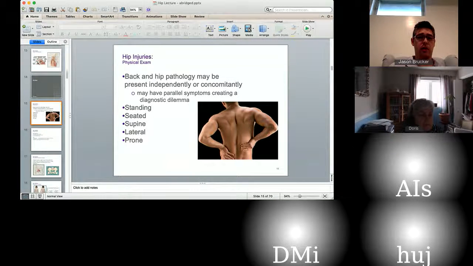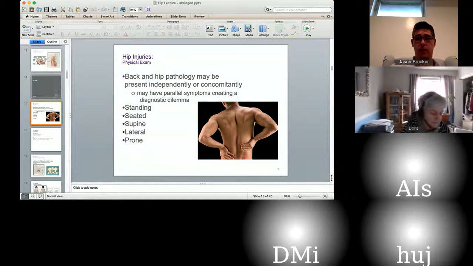The exam often just begins with a simple walking analysis, gait analysis. Is there a limp? Is the patient favoring one side? As I mentioned, the pelvis interfaces with the sacrum, so it is important to see if there are any confounding factors.